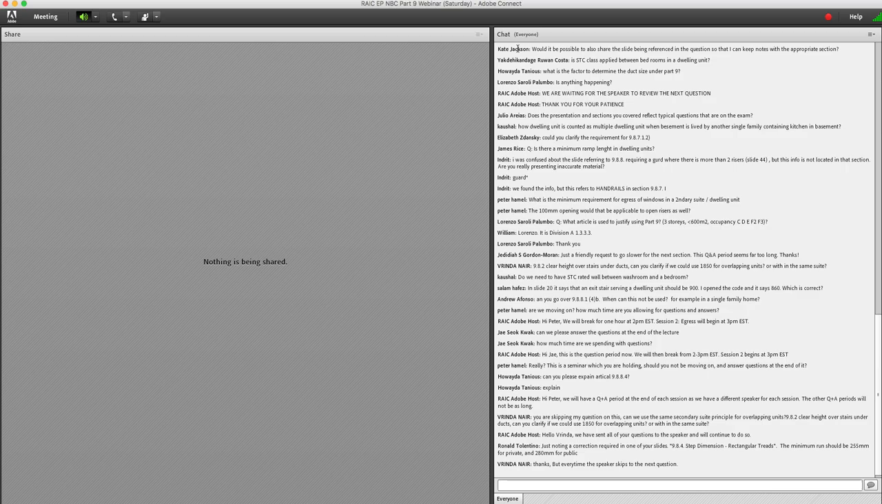Okay, another question is, can you go over 9.8.8.1.(4)(b)? When can this not be used? For example, in a single family home. So in sentence 4 it says, except as provided in sentence 5, which we'll get to, openable windows in buildings of residential occupancy shall have a guard or a mechanism to limit the opening size to 100 millimeters.